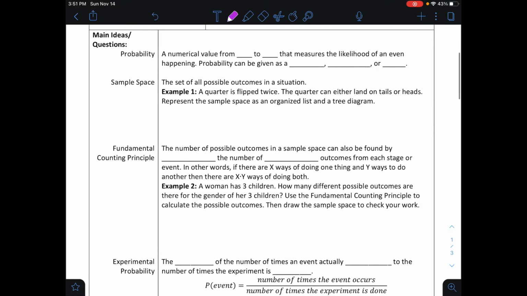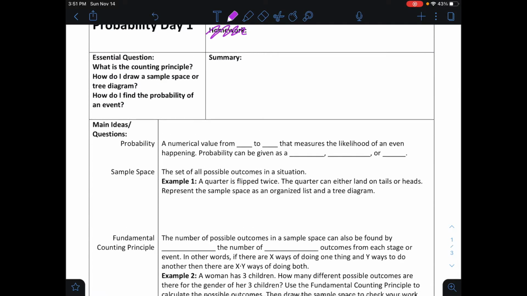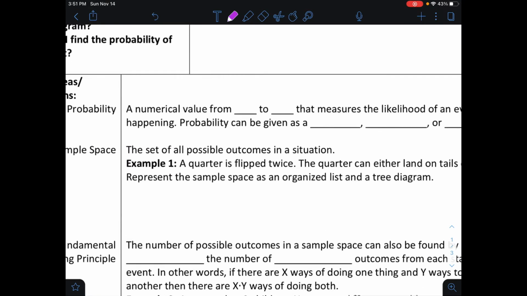All right. So let's start with the first main idea, which is probability. And before we continue, here are some essential questions that you need to keep in mind. What is the counting principle? That's right down here, so keep an eye out for that. How do I draw a sample space or a tree diagram? We'll do that there. And how do I find the probability of an event? That'll be further down in the notes.